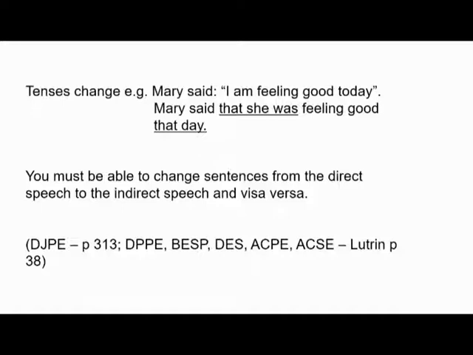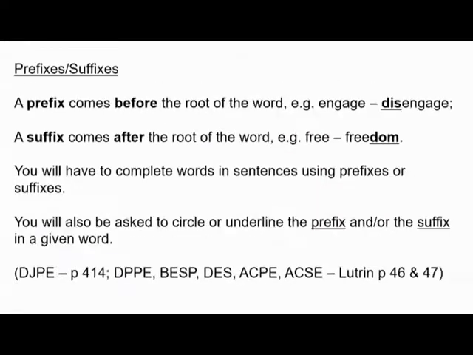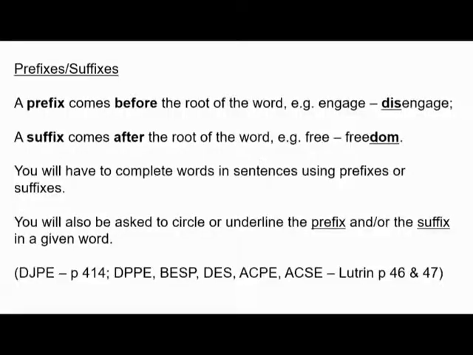DJPE, you will find exercises and practice examples on page 313, while the other students can find it in their Lutheran books on page 38. Prefixes and suffixes. Now, a prefix comes before the root of the word, which is engage, and then it changes to disengage. The suffix comes after the root of the word, which is free and freedom.